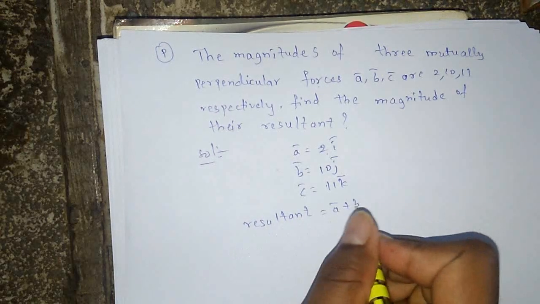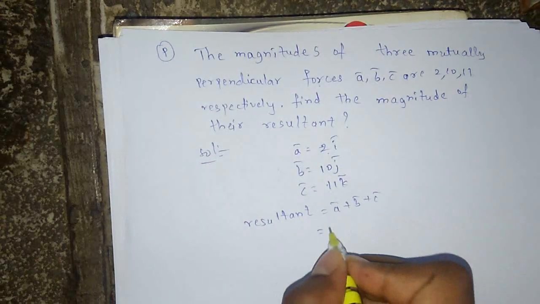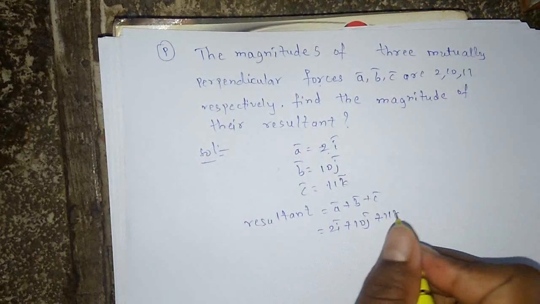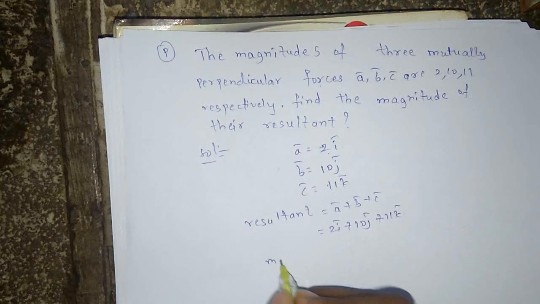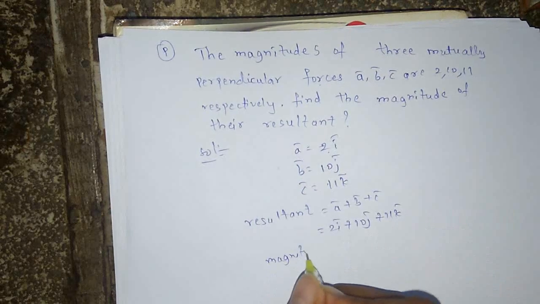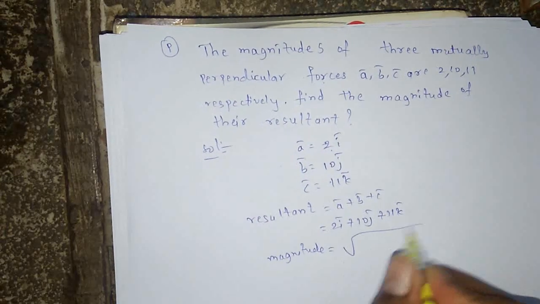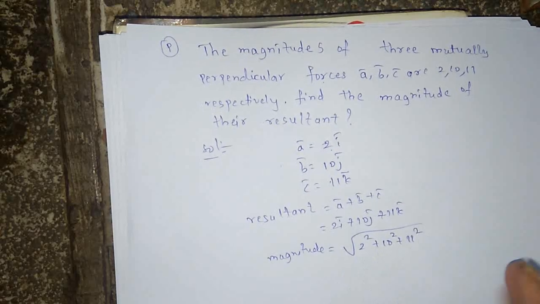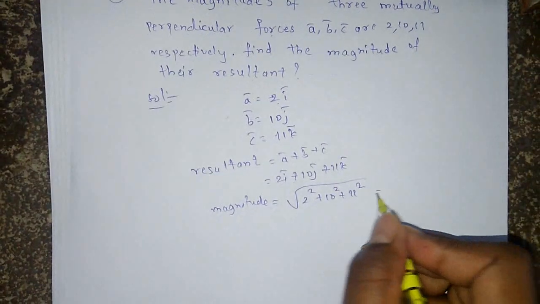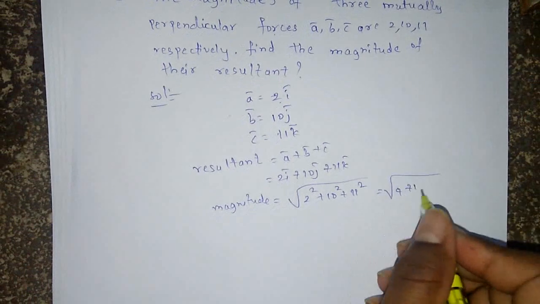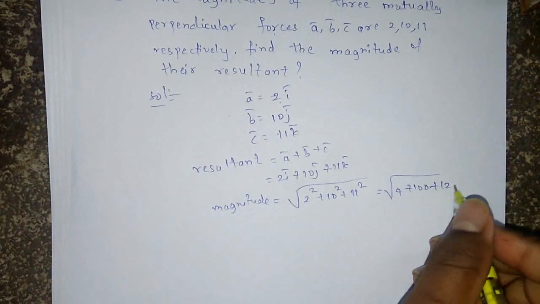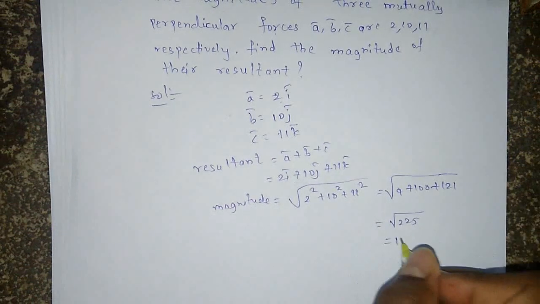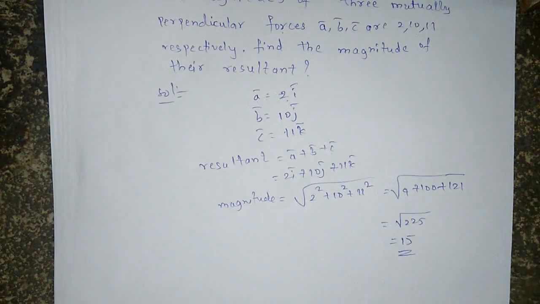So now the resultant means A bar plus B bar plus C bar. That is 2I bar plus 10J bar plus 11K bar. Its magnitude is equal to root of 2 square plus 10 square plus 11 square, that is root of 4 plus 100 plus 121, that is equal to root 225. Root 225 is 15.